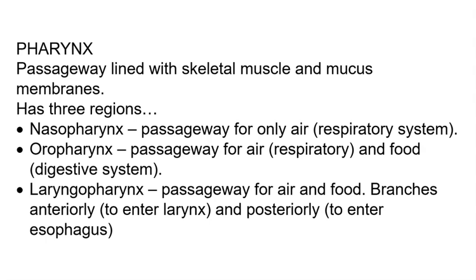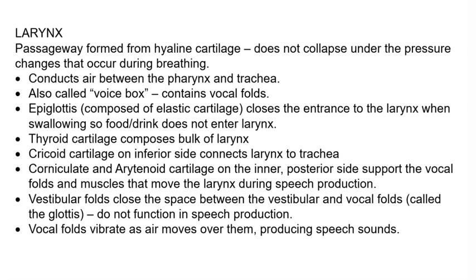Meanwhile, the oropharynx, which lies at the posterior part of the mouth, functions as both a passageway for air and food, so it shares functions with both the respiratory and the digestive system. The same goes for the laryngopharynx, which is also a shared passageway for both air and food. The laryngopharynx branches anteriorly, which is the passageway that will enter the larynx and continue on with the respiratory system. The posterior branch of the laryngopharynx is the entrance into the esophagus, which will strictly be a digestive system structure. Next, we will examine the larynx, which is a passageway that is formed primarily from hyaline cartilage rings.